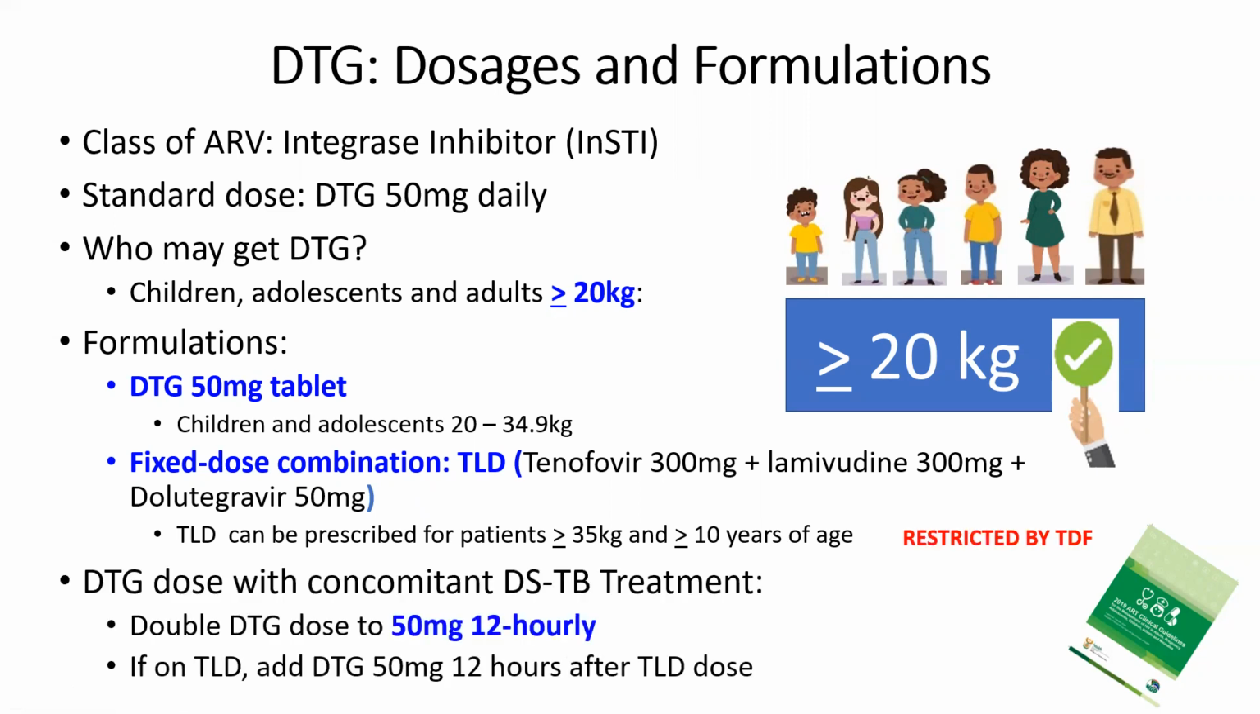So in relation to TB, especially drug susceptible TB, because of dolutegravir's interaction with rifampicin, you have to double dose the DTG. So you're going to give the TLD in the morning, and then after 12 hours, you give the DTG dose, 50 milligrams. So that's how you're going to be giving it. You give the TLD in the morning, and then after 12 hours, you give the 50 milligrams after the TLD dose. It's in drug susceptible TB, not in drug resistant, only drug susceptible TB.